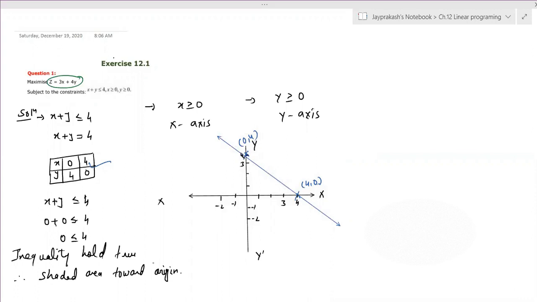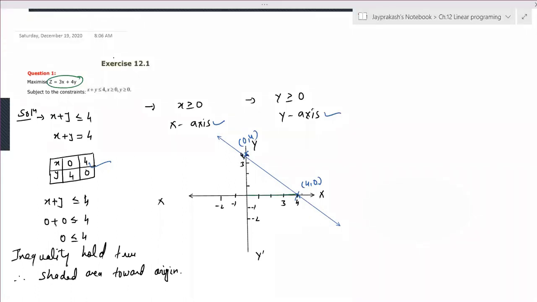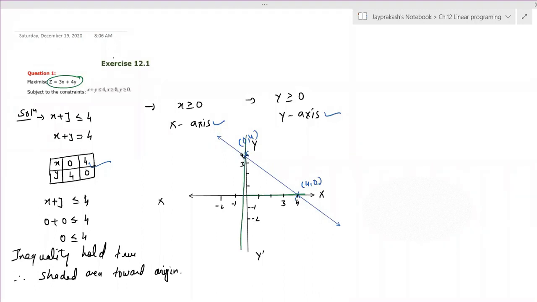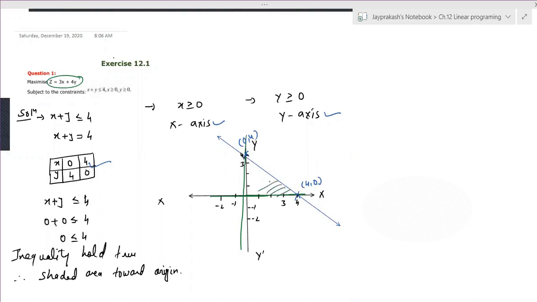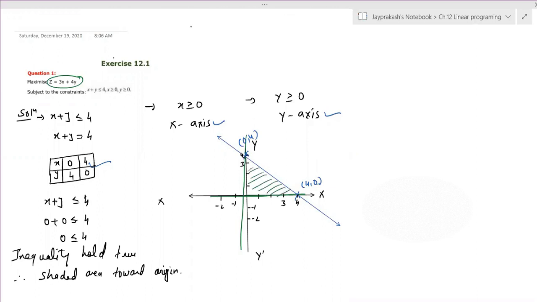So if we talk about the inequality, the shaded area is toward the origin, and it is also bounded by the x-axis and y-axis. So simply we can write here, this one is the x-axis and this one is the y-axis, and the shaded area is toward the origin. So this one is the solution.